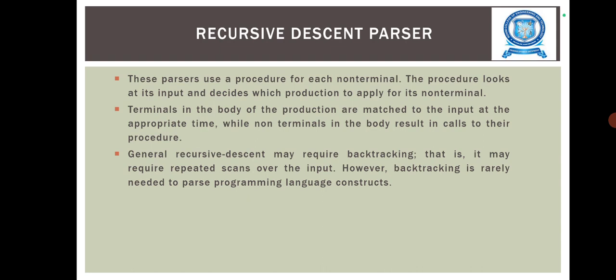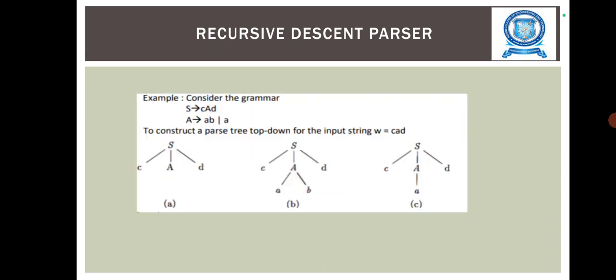General recursive descent may require backtracking, that is, it may require repeated scans over the input. However, backtracking is rarely needed to parse programming language constructs. This is an example for a recursive descent parser. Consider the grammar S tends to CAD, A tends to AB | A. Now we are going to construct a parse tree top down for the input string W equal to CAD.